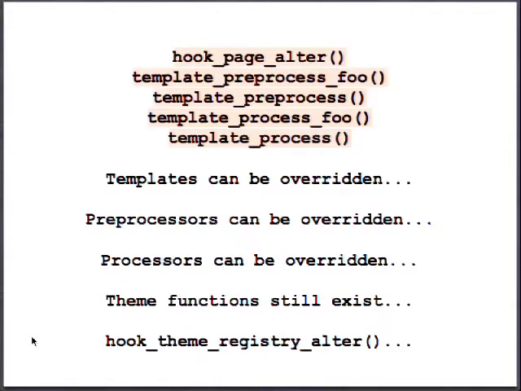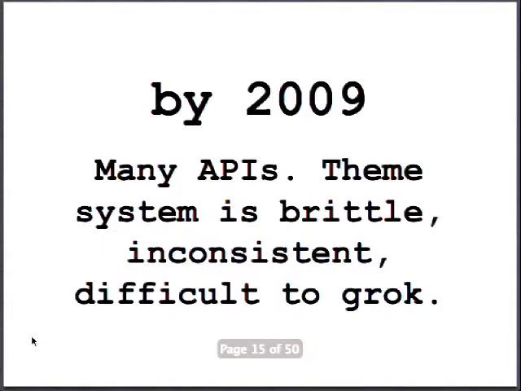And so by this time, we had hook page alter, we had preprocessor functions, we had global preprocessors. We could override templates, we could override the preprocessors themselves, we could override theme functions, we could actually change the theme registry, so we could register different templates or functions in there. And by 2009, we just had this big stack of APIs, and they were all brought in for good reasons, but by different people and with different intentions. It was very inconsistent. It was very difficult to learn.